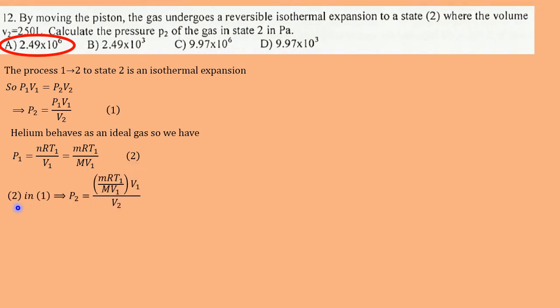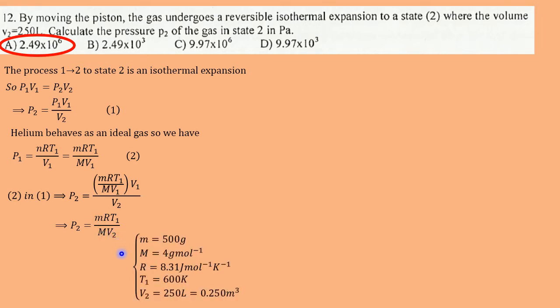So substituting 2 in 1, we're going to have P2 equal to the expression we've had for P1 times V1 over V2. So you can clearly see here that V1 cancels out with V1 there. So that simply results to mRT1 divided by capital M V2. So at this point, we need to just get the numerical values of m, R, T1, capital M, and V2.